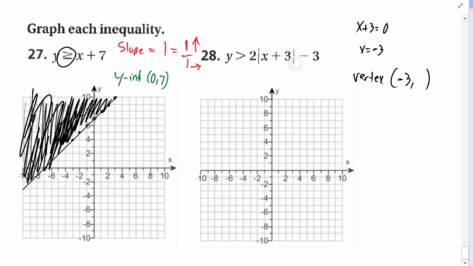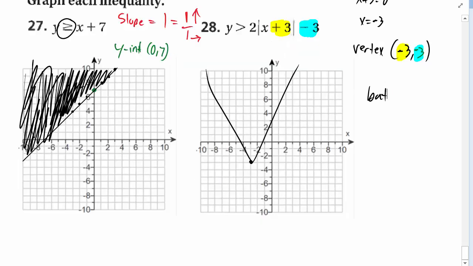The x coordinate of the vertex is going to be whatever makes that absolute value stuff 0, but then it's shifted down by 3. Notice how I'll put in yellow here, that's where that -3 comes over because it's shifted left by 3. But then the blue highlight is it shifted down by 3. They're the same number, but for different reasons, and it's a V shape.